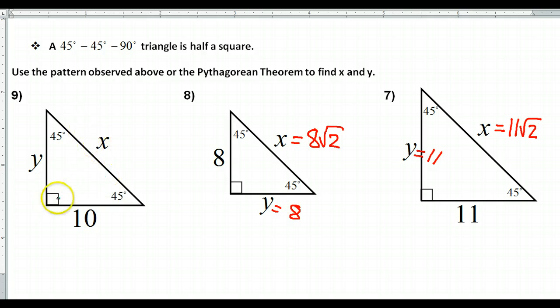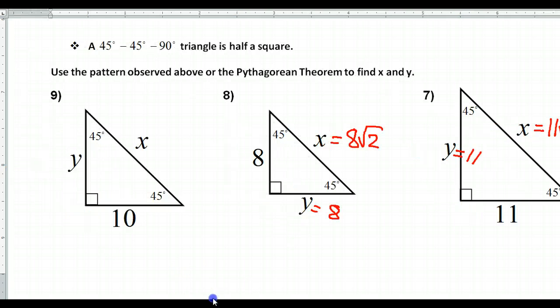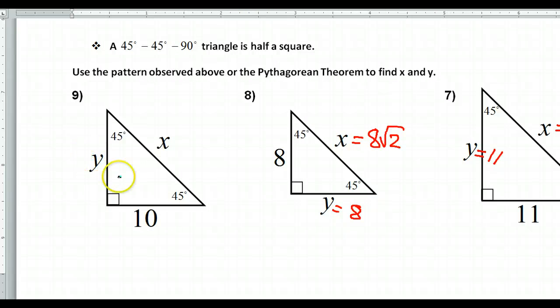Okay, so last problem, super easy. What's y going to be? Y is going to be 10. So what is x going to be? 10 radical 2. Easiest homework assignment ever.